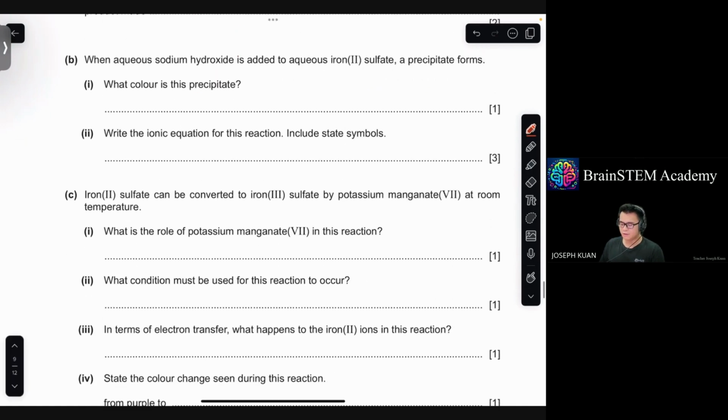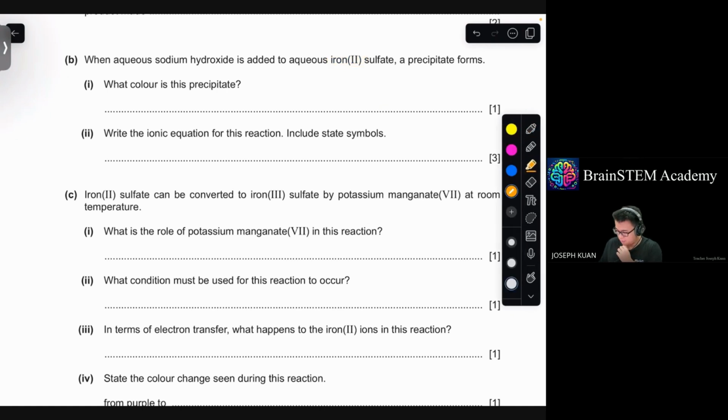Now, B, when aqueous sodium hydroxide is added to aqueous iron(II) sulfate, a precipitate forms. What is the color of this precipitate? Whenever you see the word iron(II), you should think of it as a green ion. In most cases, iron(II) is green in color. So the precipitate that it forms is green. Write the ionic equation for this reaction and include the state symbols. So this is a precipitation reaction. A precipitation reaction is characterized by an aqueous reactant combining with another aqueous reactant to form a solid precipitate. All right, precipitate means that it's insoluble, it's solid in nature.